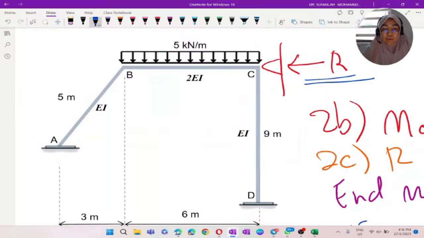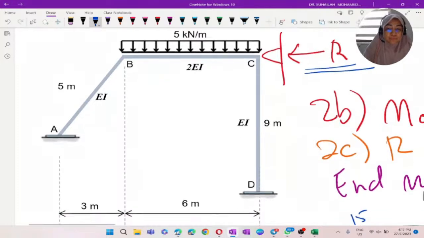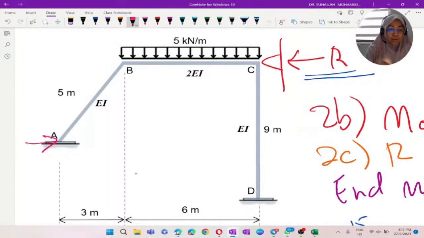What we are going to do now is write the shear equation. Because R is in the horizontal direction, to get the R value we have to write an equation which includes R and also all horizontal forces, including the horizontal reactions that exist in this frame. Looking at this frame, at support A we have AX, and at support D it has DX, and there is no more.